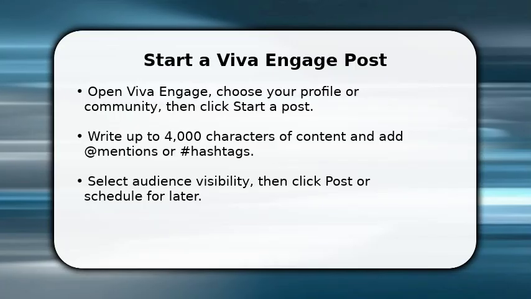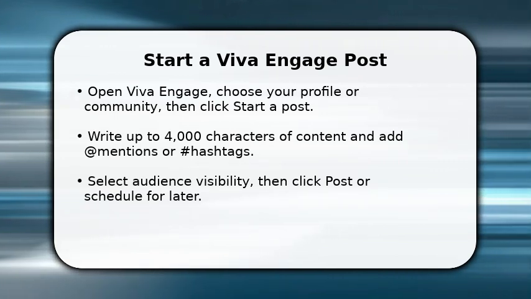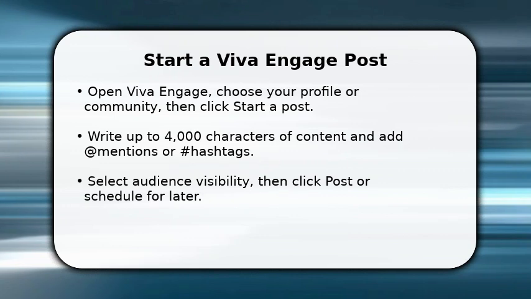Enjoy the video. Open Viva Engage and go to your profile or the community where you want to post. Tap the Start a Post field to begin composing your message and set the tone. You can type up to 4,000 characters and use @mentions for people or hashtags for topics.